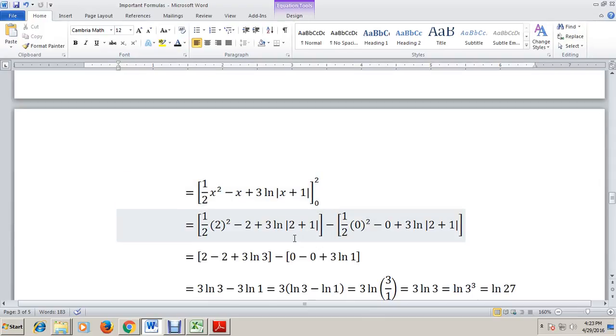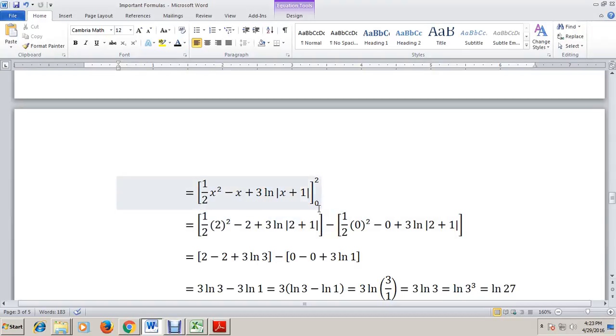Now, the next step is to substitute the value of the upper limit minus the lower limit. So we have the substitution of 2: 1/2 times 2 squared minus 2 plus 3 ln of 2 plus 1.